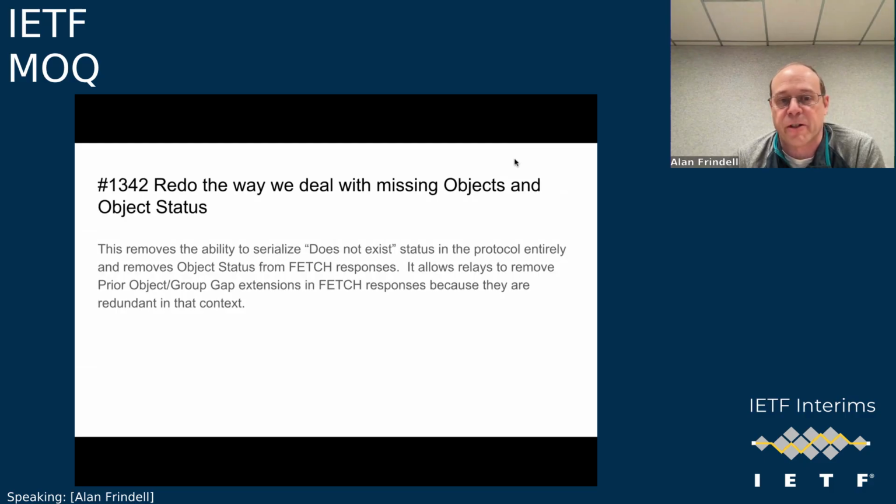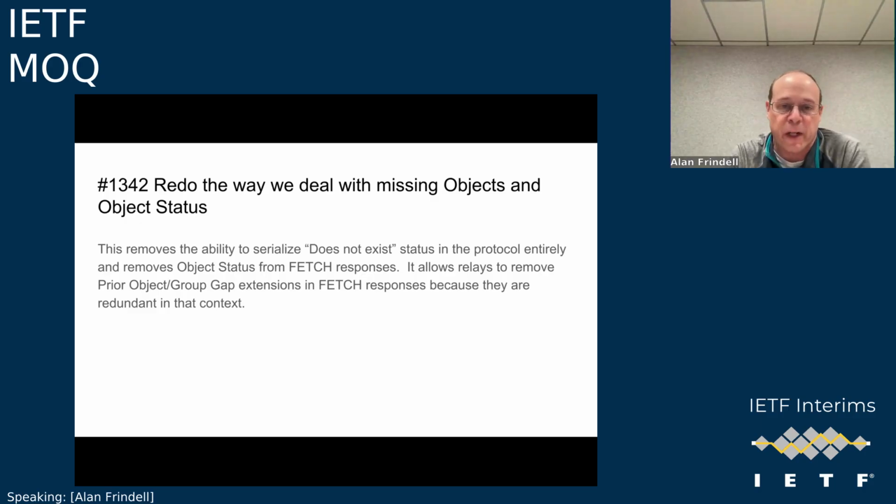1342 is a PR by Victor. That comes out of what we talked about in Toronto, which is how we talk about missing objects and object status. So one effect of this is it removes the ability to serialize the do not exist status anywhere in the protocol. You can't send it in response to a subscribe. You can't send it in response to a fetch.